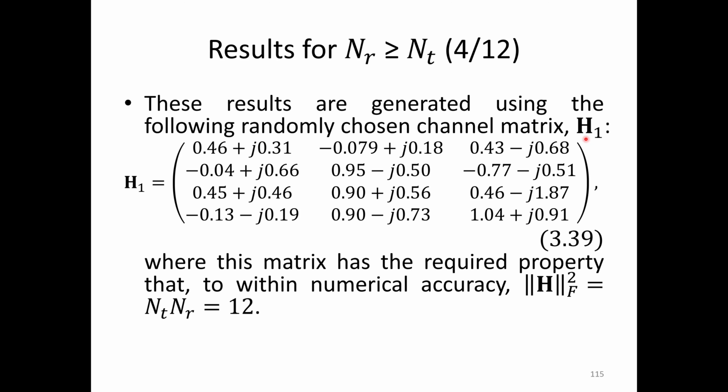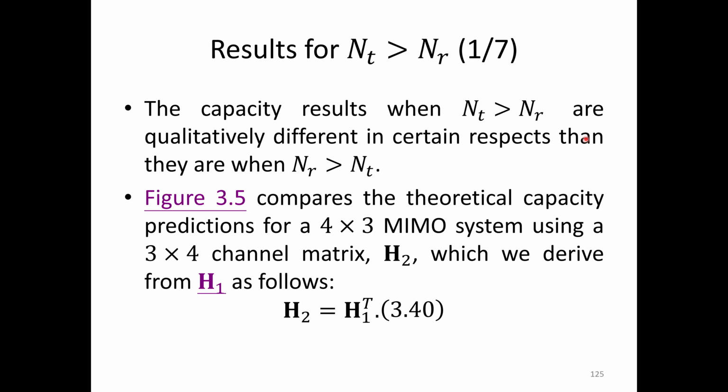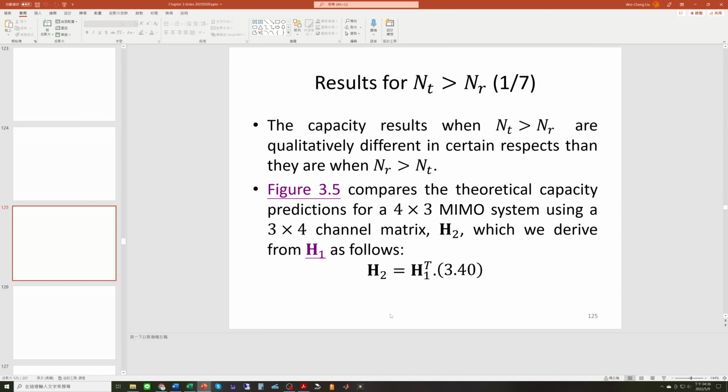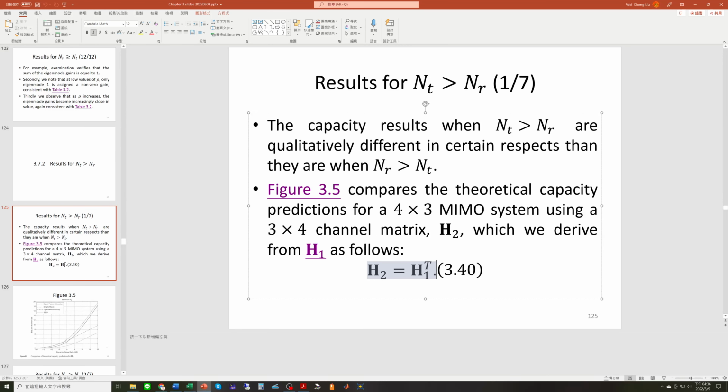Let us go to page 125. H2 is derived from H1 as follows. H2 is equal to H1 transpose. The equation number is not in the correct position. Let me correct this problem. Sorry, it should be 3.40.